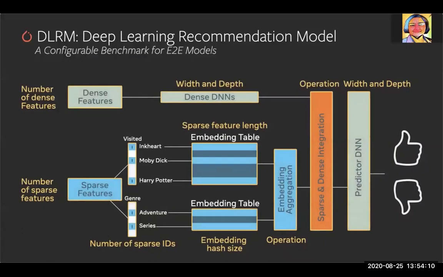Facebook's DLRM is now part of the MLPerf benchmark. And the best part of the solution is that it is fully configurable. So you can tune how many dense features you want, what is their size, same thing with these sparse features, or different layers, all that is tunable, based on which you can run your research experiments on different platforms and get an optimal solution for your particular needs.